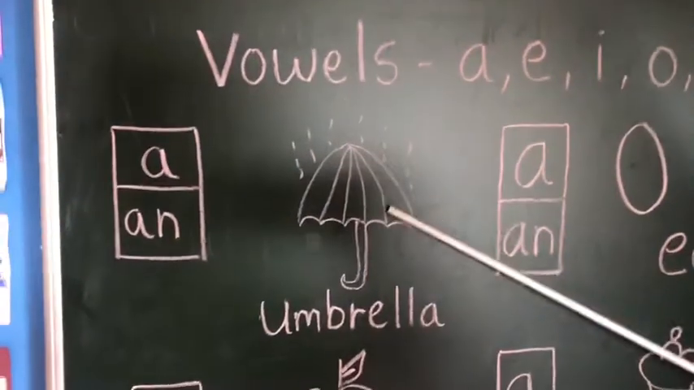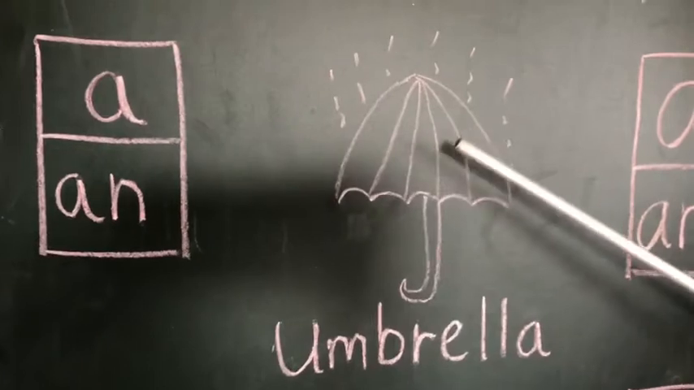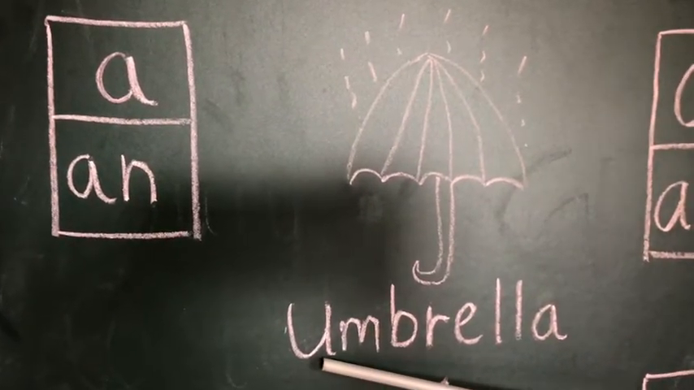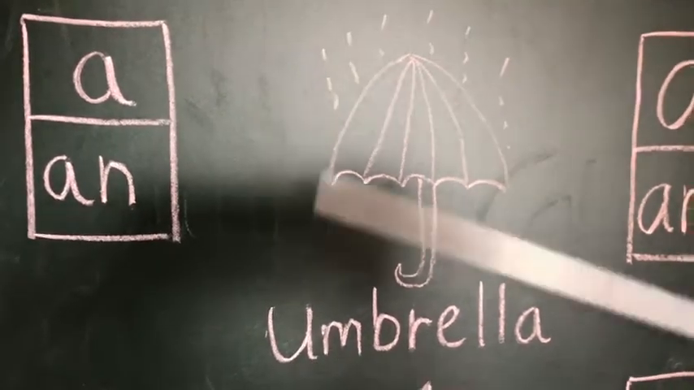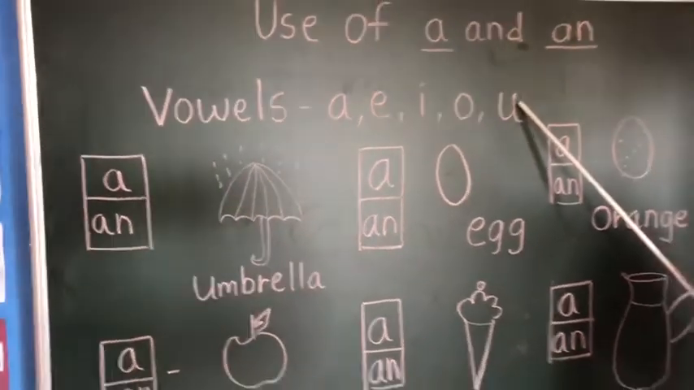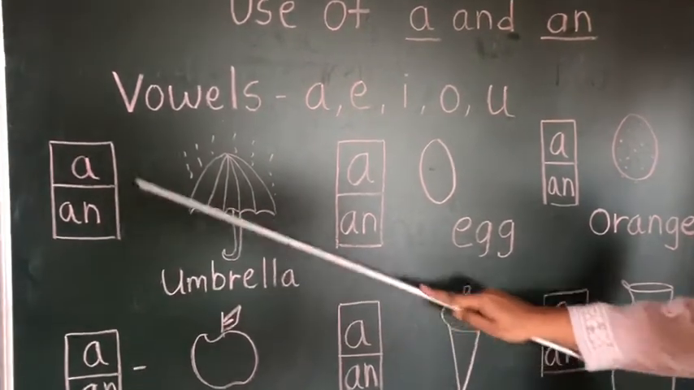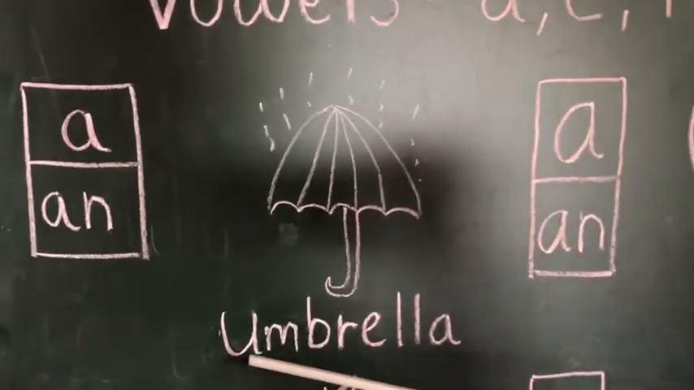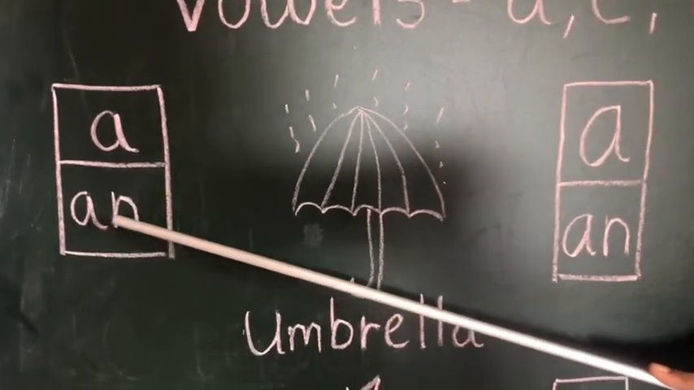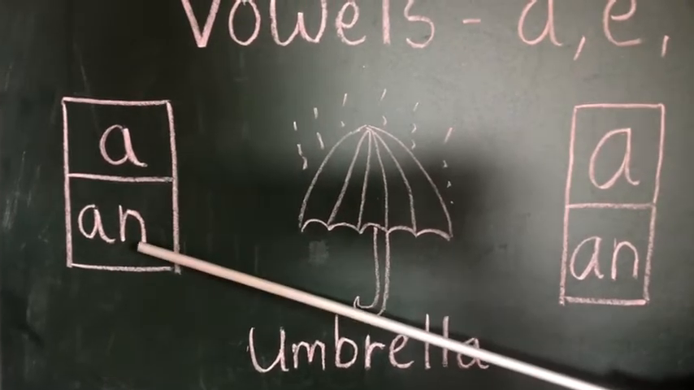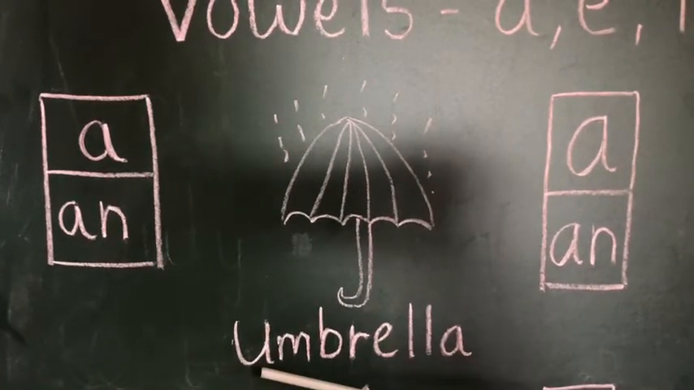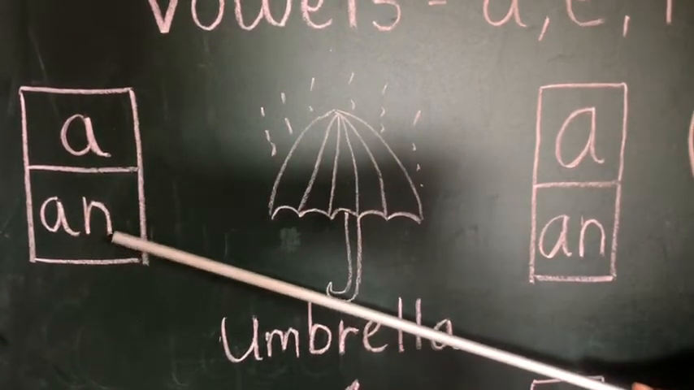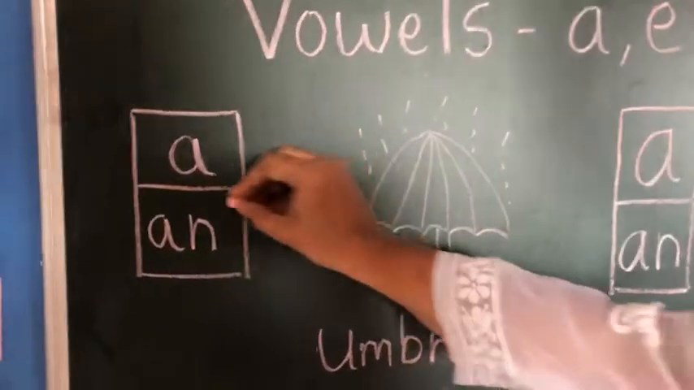Okay. This is what? This is umbrella. Umbrella is starting with the letter U. See, this is U now. So that is why this is a vowel U. For that, what do we have to use, a or an? See, whenever it is a vowel, then that time you have to use an. Always remember, when there is a vowel in the first letter of the word, then you have to use an. Okay, I'll circle it and then you will be able to understand.